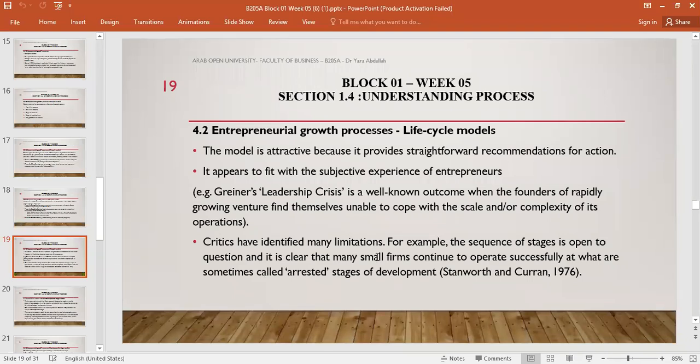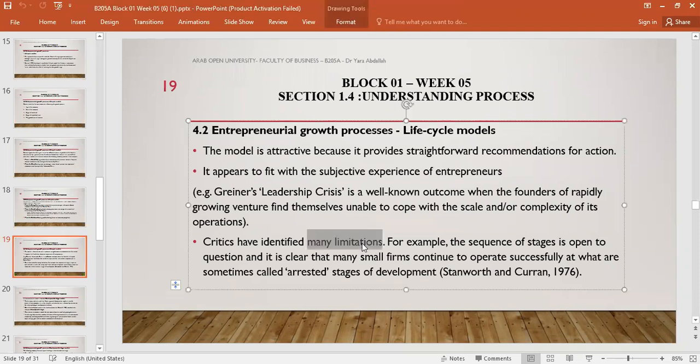And it is clear that many small firms can succeed without passing through certain stages of development. And this is why this is the criticism or the limitation of this model. Another thing is the subjectivity of the model.